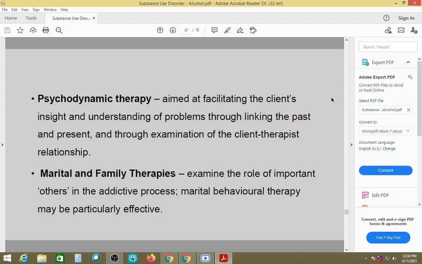You will study about family therapy, you will study about psychodynamic therapy, okay? In the next class, I will teach you about how psychodynamic therapy helps and how CBT helps, so that you will understand why these therapies are important to bring about the optimal psychosocial well-being of a person who wants to come out of addiction. Okay, so what do marital and family therapies do? They examine the importance of family and social support in the addictive process, and marital behavior therapy may be particularly effective.